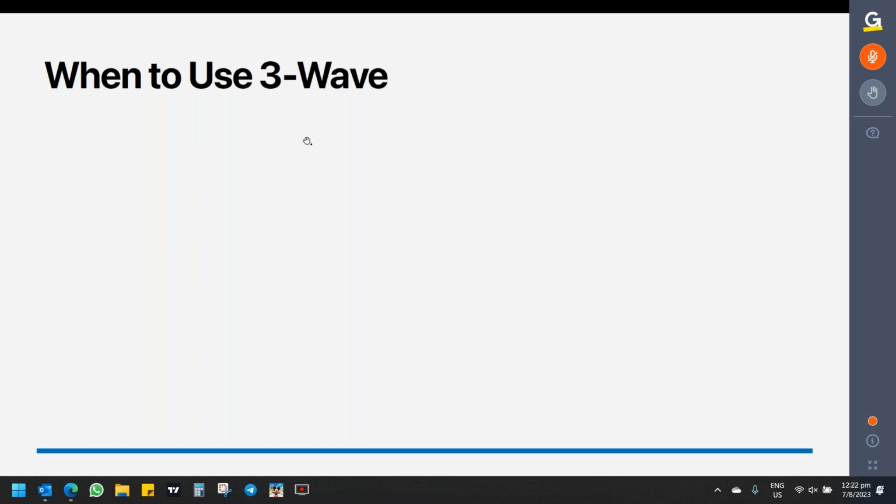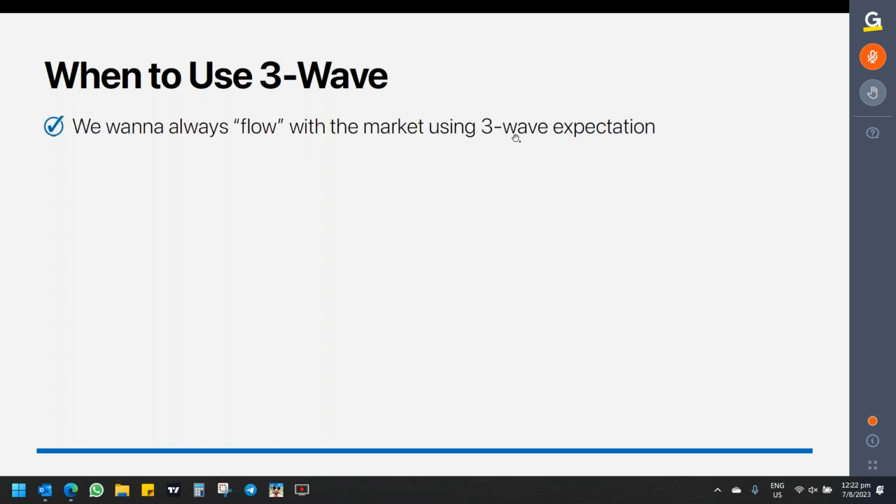Okay, so that's the principle again, just to reinforce the idea of three-wave can be utilized on a smaller scale and at a higher time frame. Okay? So when do we use it, right? So we always want to follow and flow with the market. Okay, so we use this three-wave expectation almost all the time. Okay. Whether we are looking for entry, whether we're looking for target, we're basically using those principles every time we look at the chart. Okay, so we can of course then break this down into, as the market is developing a correction, can I trade a shorter time frame perspective?